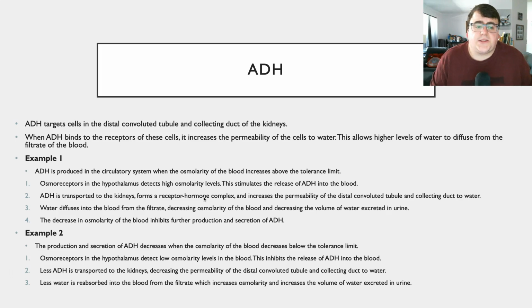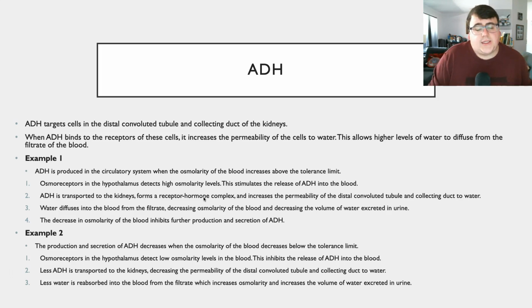When ADH binds to the receptors of those cells, it increases the permeability of the cells to water, allowing high levels of water to diffuse from the filtrate into the blood. ADH is produced when osmolarity of the blood increases above the tolerance limit. Your osmoreceptors in the hypothalamus detect those high osmolarity levels and stimulate the release of ADH into the blood. ADH is transported to the kidneys, where it forms a receptor hormone complex and increases the permeability of the distal convoluted tubule and collecting duct to water.